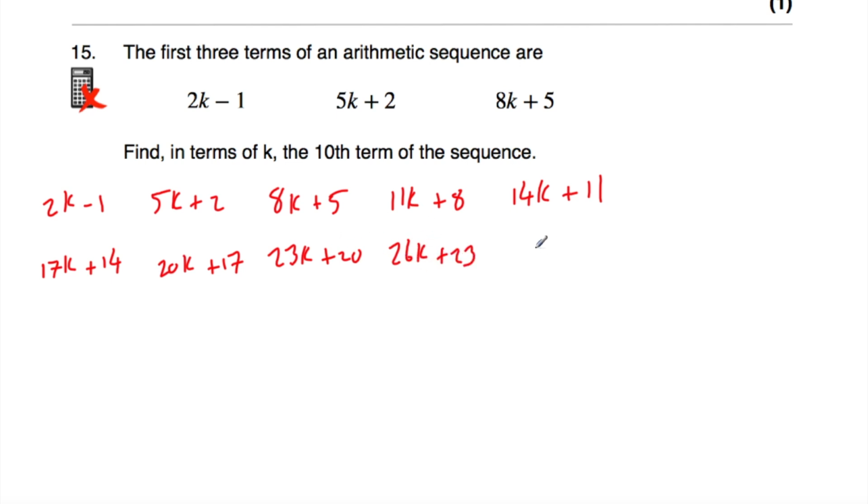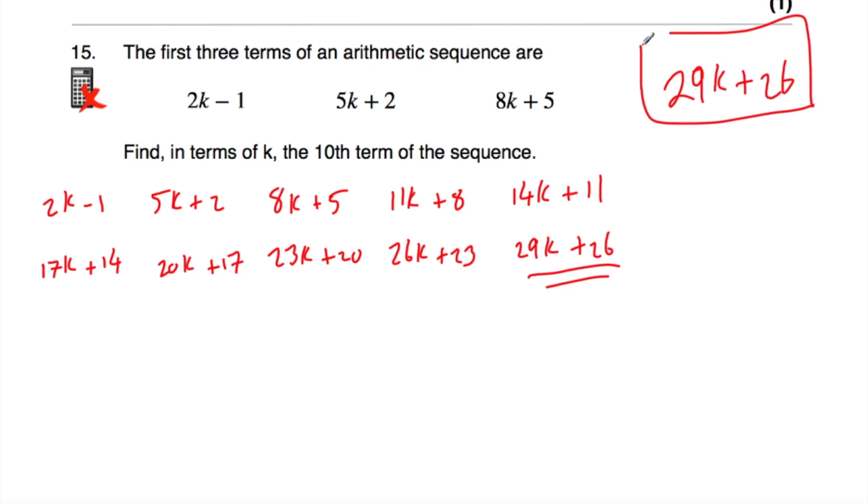And finally, plus 3k would be 29k. Plus 3 would be plus 26. So the 10th term in the sequence would be 29k plus 26. And that's our answer. So that was one approach.